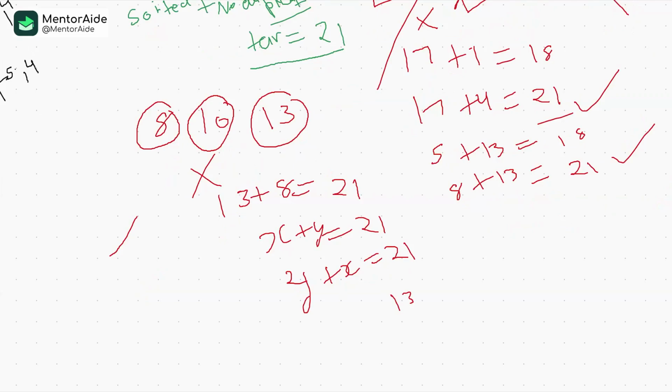That means 13 plus 8 is equivalent to 21. 8 plus 13 is also equivalent to 21. So if you keep going on, you will see the same pairs again, because they are just repeated. We don't need to process anything more. We have found out what we were looking for.